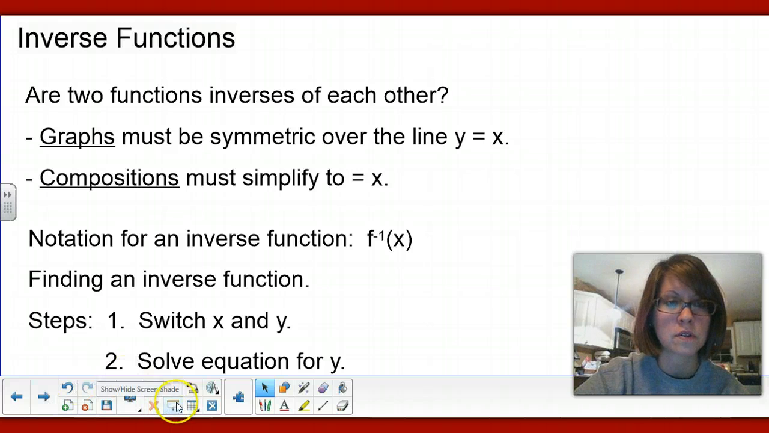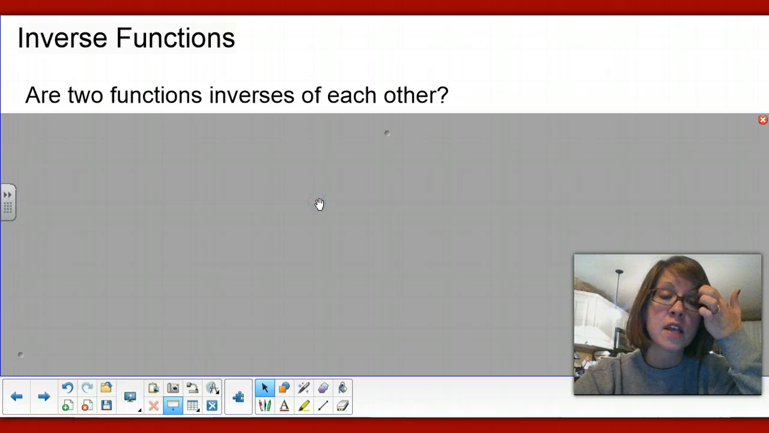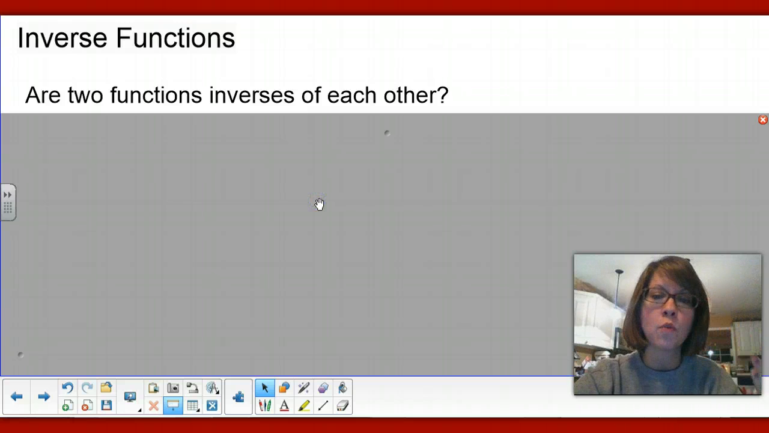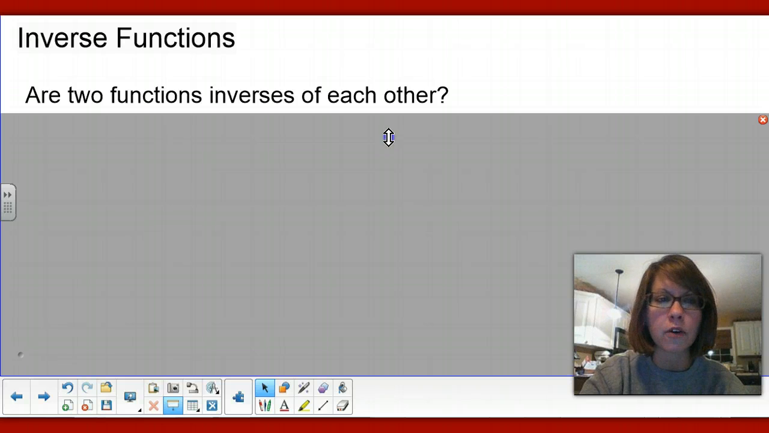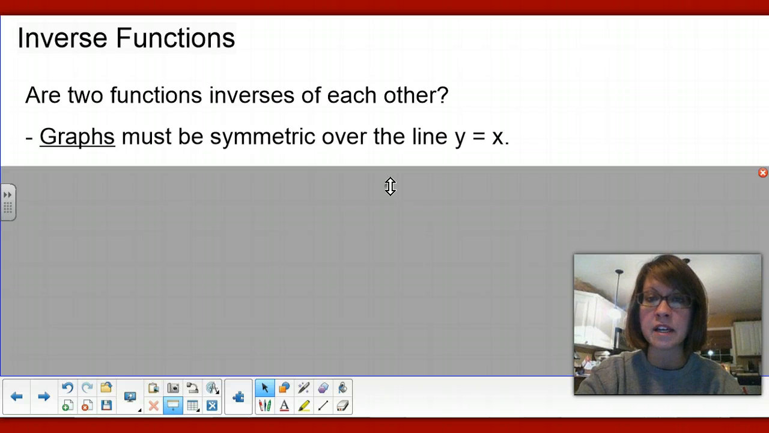Inverse functions. With inverse functions, we had to answer a couple questions. One was, are two functions actually inverses of each other? Okay, are they inverses of each other? And this was how we could tell. One, the graphs had to be symmetric over the line y equals x. Remember, that's your identity function.